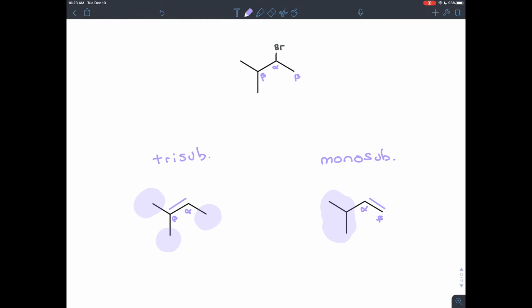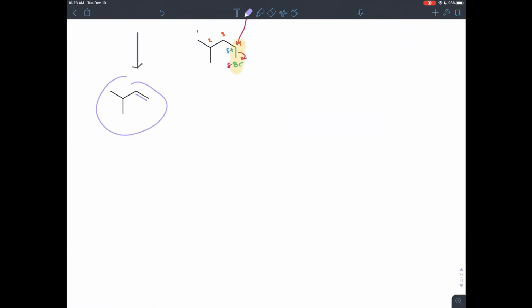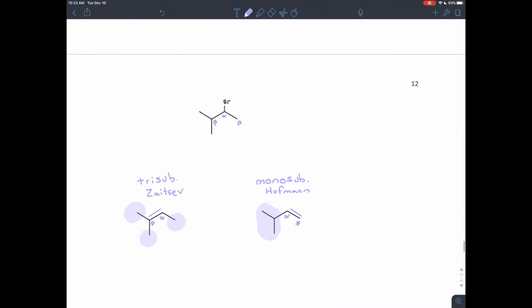The more substituted product is technically more stable. It's called the Zaitsev product, but it's more crowded. The less substituted product is technically less stable, but it's less crowded. It's called the Hofmann product. If we compare those two with what we want, you'll see that what we want is the Hofmann product. We want to form the pi bond toward the less crowded carbon.